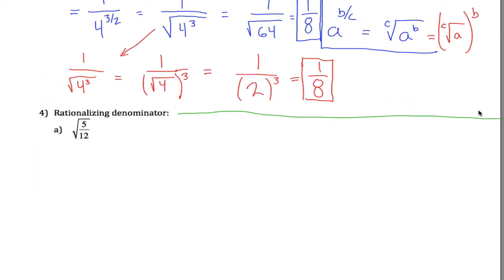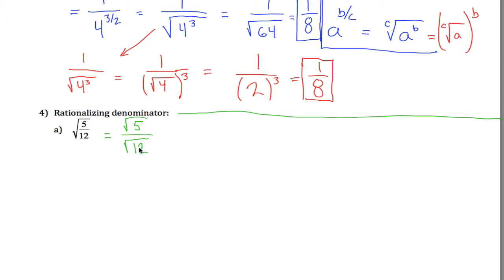The way you rationalize the denominator is, first of all, on this specific problem, you recognize that the square root of a fraction is the same as the quotient of those 2 square roots. So the square root of 5/12 is the same as the square root of 5 divided by the square root of 12. I'm not too concerned about the square root of 5. It's totally fine to have square roots in the numerator. It's the square root of 12 that's causing trouble. So it's the square root of 12 I want to do something with.